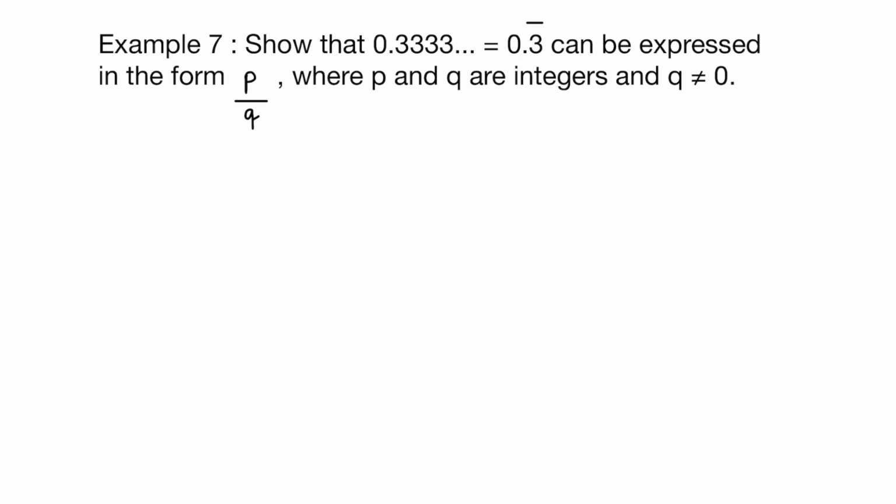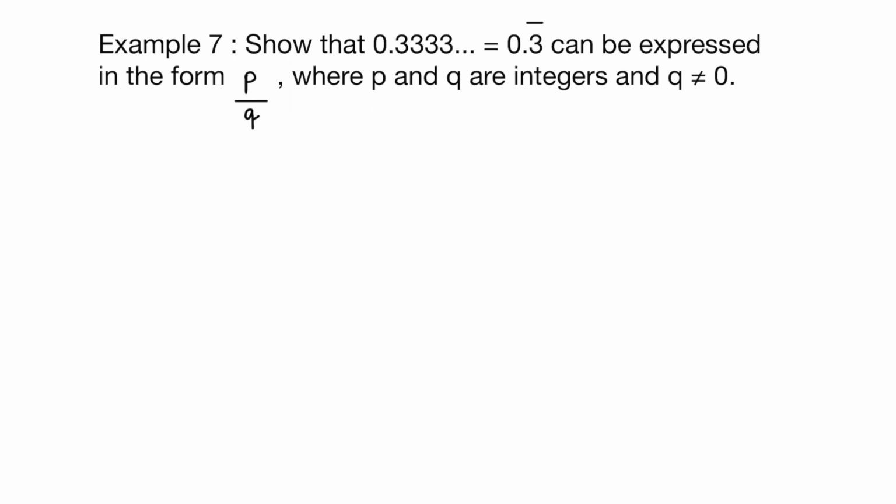Now let me just read the question first. You are supposed to show that 0.3333, which is essentially 0.3 bar. We just saw it in the first question of this video, example 5. So 0.3 bar can be expressed in the form of P divided by Q where P and Q are integers and Q not equal to 0. So what they are trying to tell is that basically show that 0.3 bar is a rational number. That is your question.